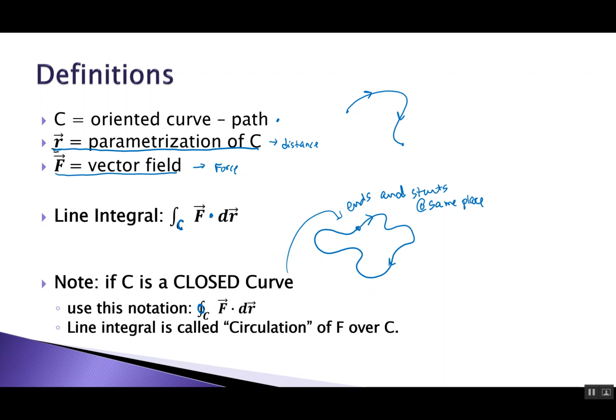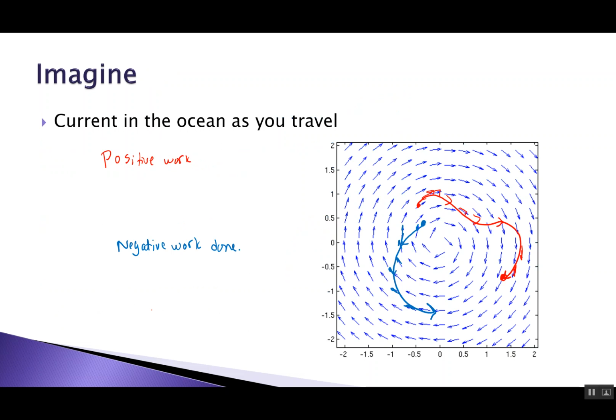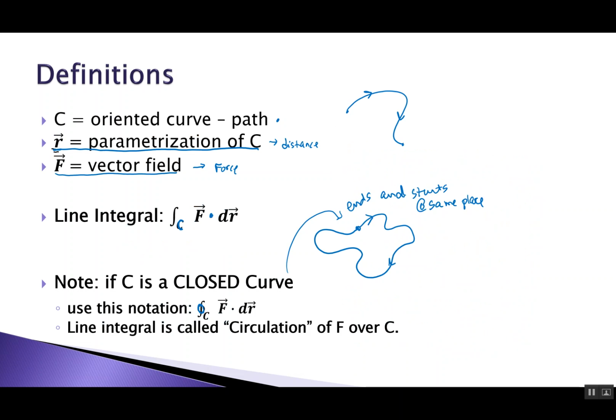Now, how do we calculate these things? Actually, this is what we're doing along here. We're trying to figure out what the line integral would be. We're taking the dot product of the force vector, which happens to be the current vector in this case, with the direction vector, with the distance vector, which is the path. So let's talk about how to calculate these.